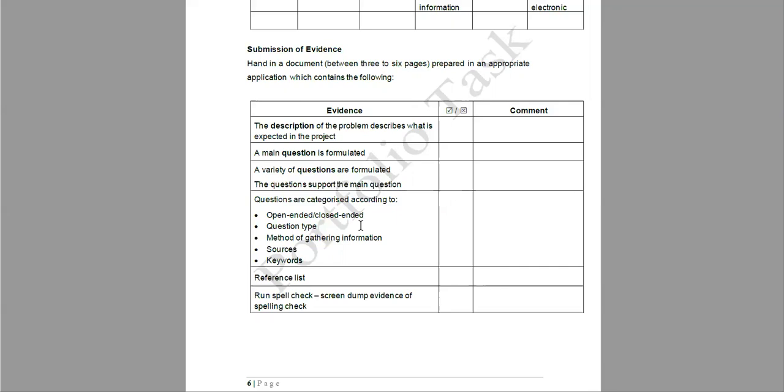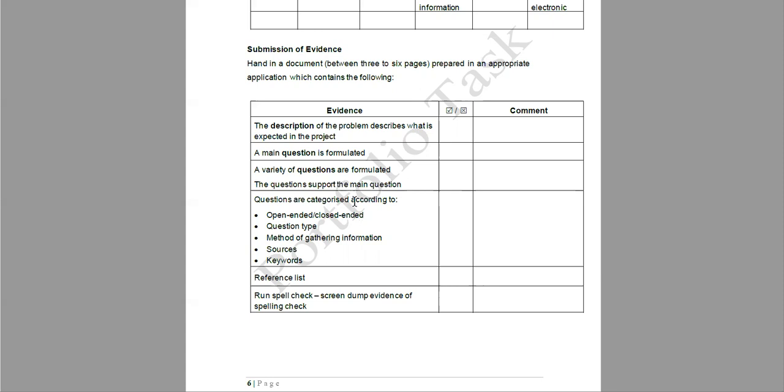Then run spell check. Basically what you're going to do at the end of your Word document, or however you want to do this, but I suggest use a Word document, at the end of it, you're going to run a spell check. You're going to take screenshots of that to show me that you have done it. Those pictures you're going to crop and paste at the end. And guys, headings, break this up into different headings.